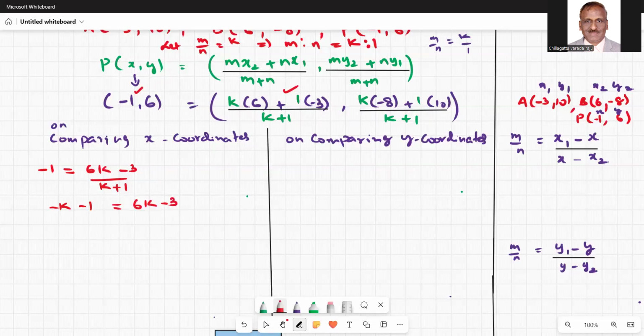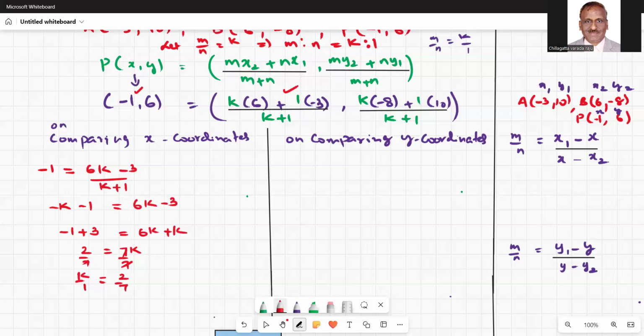Here, solve for k. Bring k terms to one side and constant terms to the other side. That is -1 plus 3 is equal to 6k plus k. -1 plus 3 gives you +2, which is equal to 7k. You need the value of k, which means divide both sides by 7. The 7 and 7 will cancel. So k, which can be written as k by 1, is equal to 2 by 7.